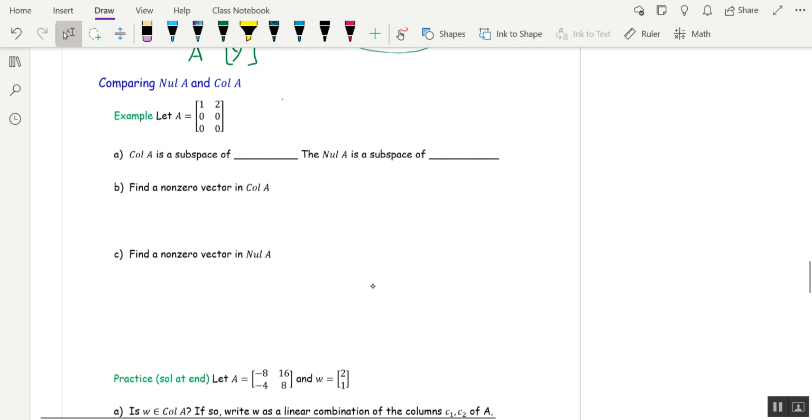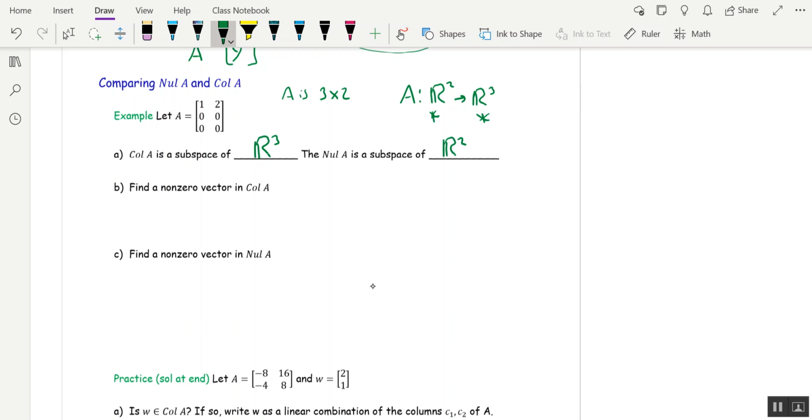A is 3 by 2. So I want to think of A as a map from R2 to R3. So col A is a subspace. Col A lives over here in the target space, R3. Null A lives over here in the domain, R2.